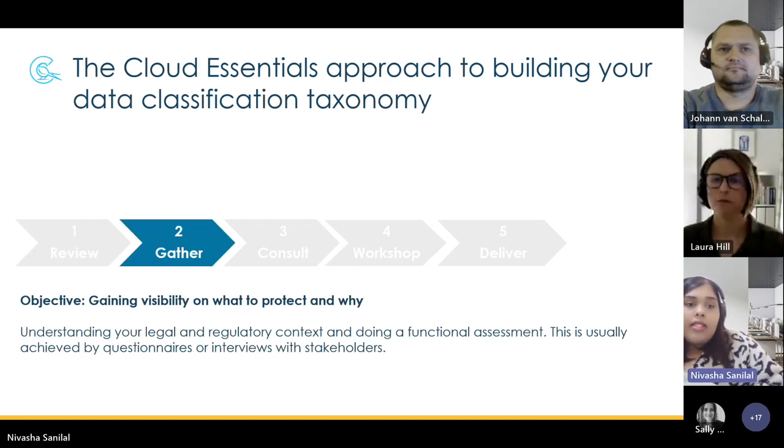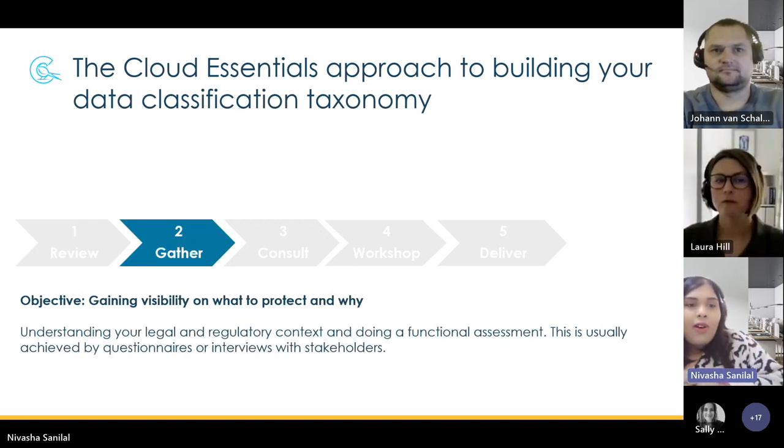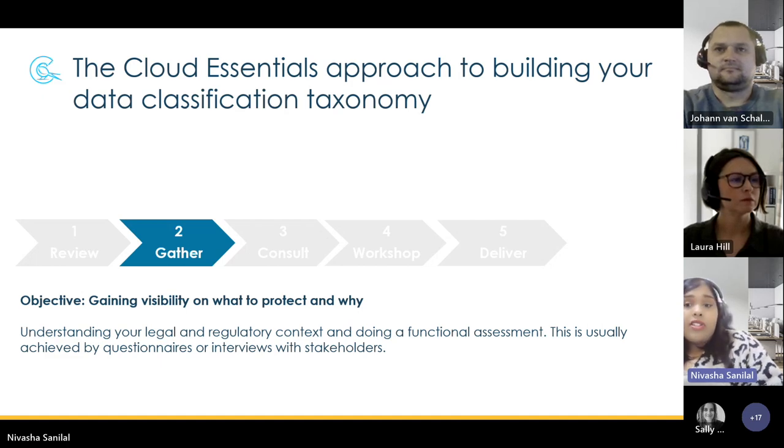Our phase two is if you don't have all of that stuff. So if you've looked around and yes, we're starting from scratch, and that might be the reality for many people on this call, our phase two is your gather phase. Here you're really seeking to gain visibility on what to protect and why. So really trying to understand your legal and regulatory context, but also doing a functional assessment. This is usually achieved by questionnaires or interviews with stakeholders, or you could engage with Cloud Essentials or a consulting firm to help you with this step and the next phases to come.